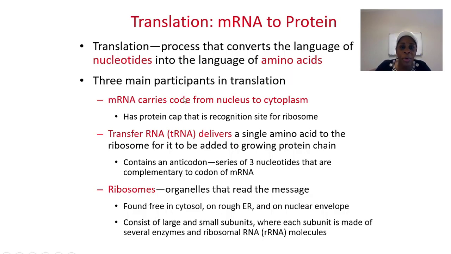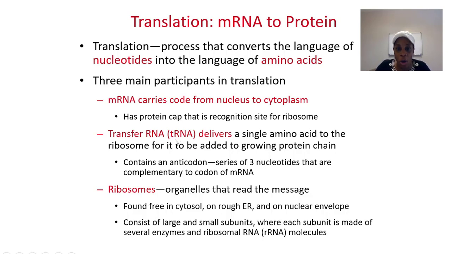So the three main participants in translation are, first, the mRNA. You have to have the recipe that carries the code with the information from the nucleus, which is the grandmother's brain, to the cytoplasm, into the kitchen. The kitchen will be the cytoplasm in this case. So the mRNA has a protein cap that is a recognition site for the ribosome. Now, what is the ribosome? The ribosome will be like your kitchen oven, right? So you're going to go to the oven and make your bread now.